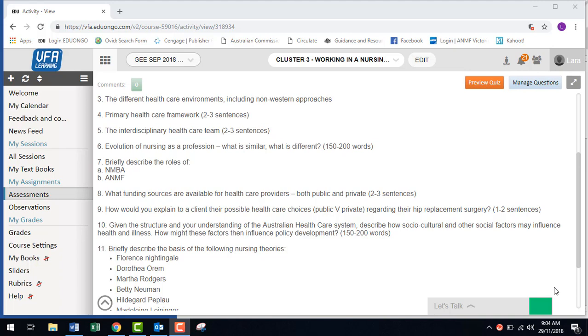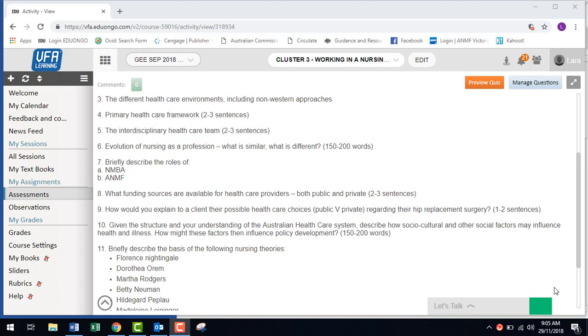Number 10, given the structure and your understanding of the Australian healthcare system, describe how socio-cultural and other social factors may influence health and illness. How might these factors then influence policy development? It's broken down into 2 parts. Think about all of the things that affect someone's experience with the healthcare system and their experiences of health and wellness or illness if they're from different socioeconomic backgrounds or different cultural backgrounds.